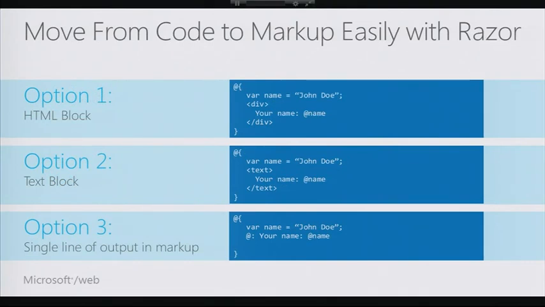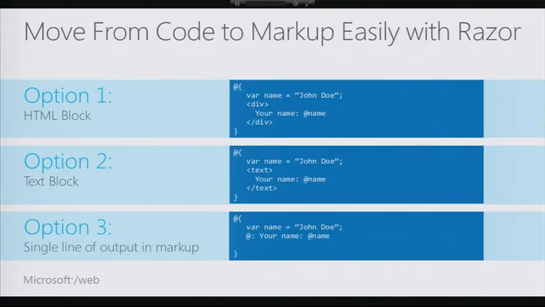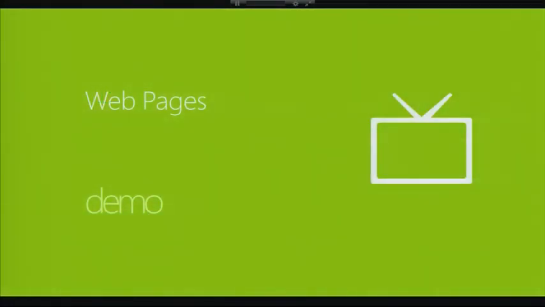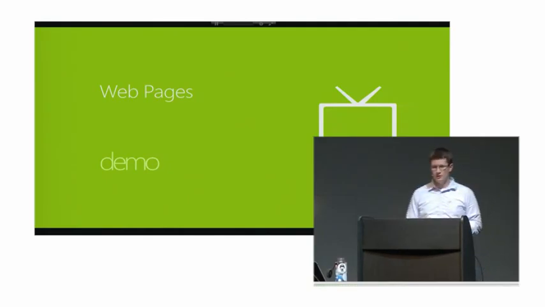And then the last way is a single line of markup. This is pretty self-explanatory. You can basically say, print this out, and here's the value. Pretty simple. This is the inline syntax for something like this. So let's go ahead and jump to some demos on web pages.